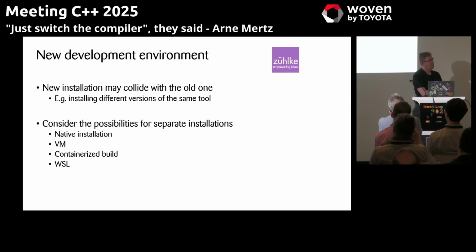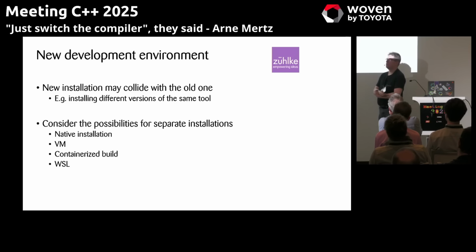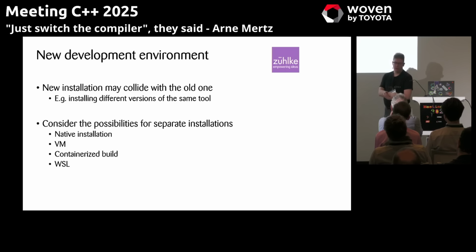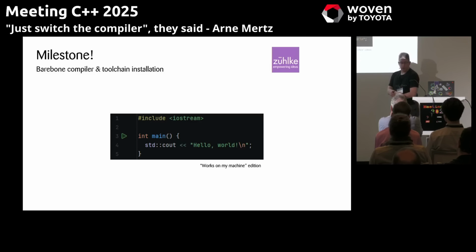So you can consider having separate laptops. I've seen that. You can consider using VMs, Docker containers, WSL, different instances, whatever works. Great. We've hit the first main milestone. We can compile a bare-bone project on our machine because we installed all the things we need.